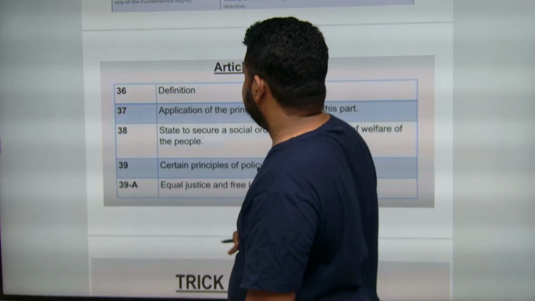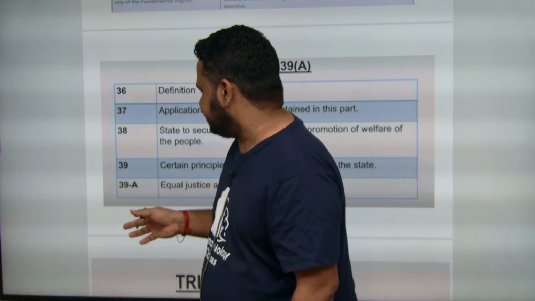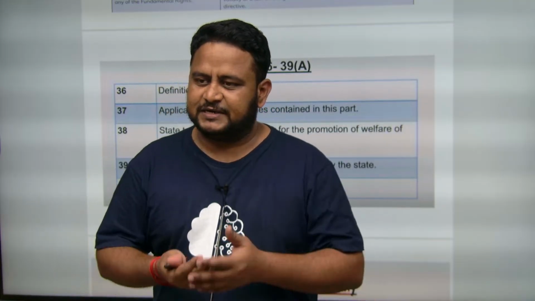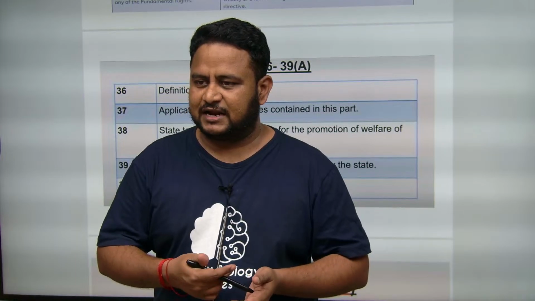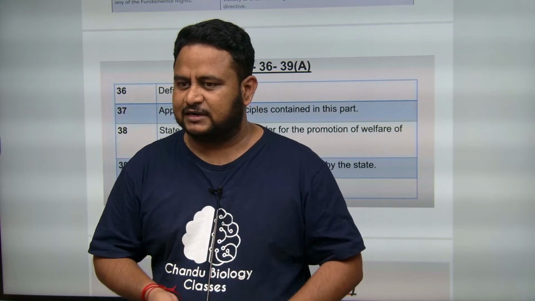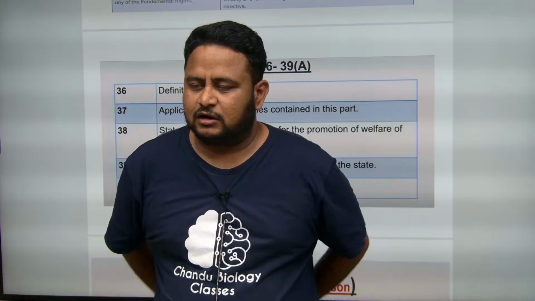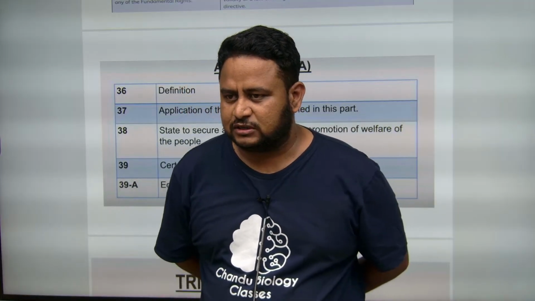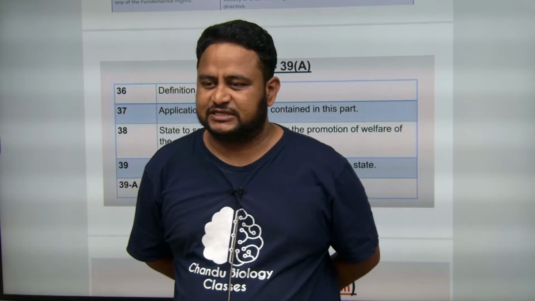Alright, so we discussed articles 36 to 39 in such a way that first one of your friends will say that DPSPs are defined and applied, so there will be welfare. But I will say that although they are applied and welfare is there, they should be followed by the state, and only then will there be legal and equal justice.